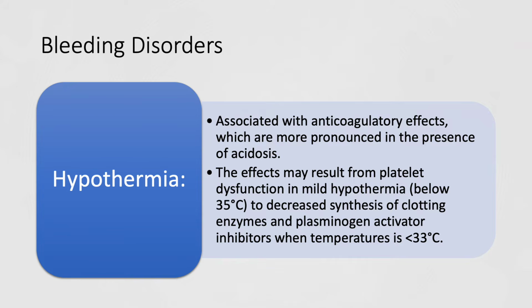Associated with anesthesia is hypothermia. So you should take care that anticoagulatory effects, which are more pronounced in the presence of acidosis, along with hypothermia, is the main cause for bleeding disorders during anesthesia. The effect may result from platelet dysfunction in mild hypothermia, even below 35 degrees centigrade, to decrease synthesis of enzymes and plasminogen activator factors when the temperature drops below 33 degrees centigrade. So maintaining the body temperature of the patient during the anesthesia is very, very important.